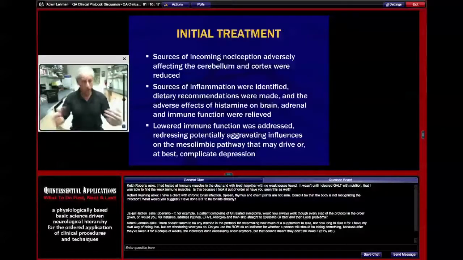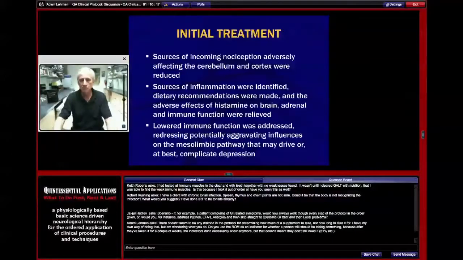So Dr. Schmidt talks about this, and we talk about it in the QA course, that the mesolimbic pathway, the mesencephalon, affects the limbic system, and an imbalanced mesencephalon drives the limbic pathway to pain and pleasure, whether that's emotional or physiological.